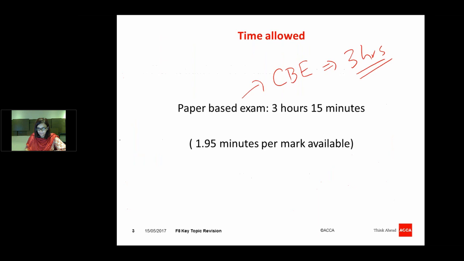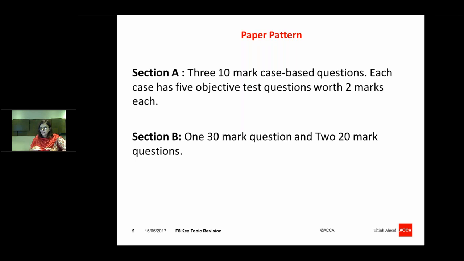Section A is... You're going to have three mini case studies in Section A. So Section A is a 30-mark section where you're going to have three mini case studies. From each case study, you're going to have five MCQs if you're taking the paper-based exam and five objective test questions if you're taking the computer-based exam. So Section A, three case studies, five questions each.